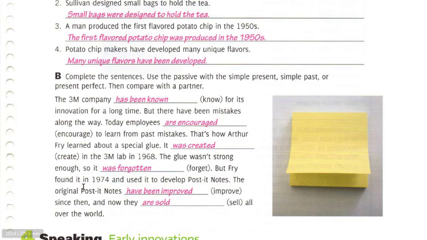But Fry found it in 1978 and used it to develop Post-it notes. The original Post-it notes have been improved since then. So we add the -ed to improve to make it improved, and add have and been so it can be in its present perfect passive form.